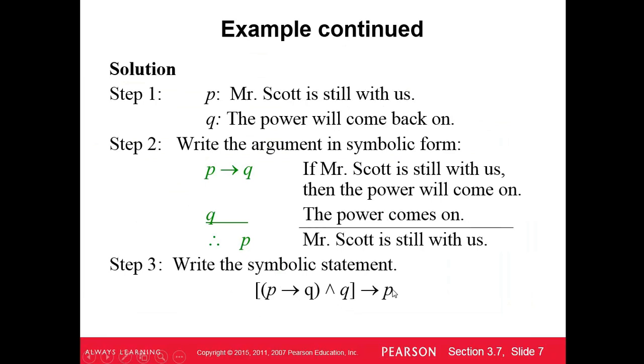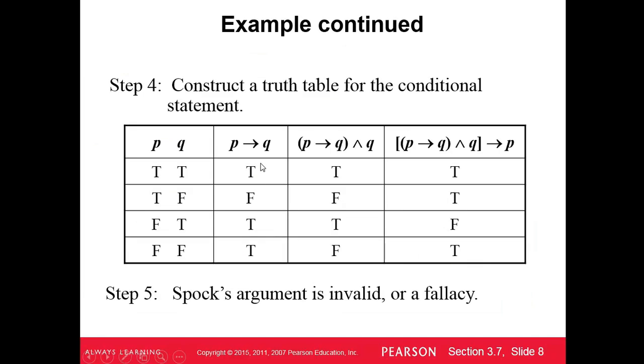Our final statement then will be the result of that column with a conditional statement with P. If our final results are all truths, then it's valid. So let's take a look. We're going to start off with P and Q. Again, true, true, false, false, true, false, true, false. If P then Q: remember, the only time that this particular statement would be false is if we start with true and we go to false.